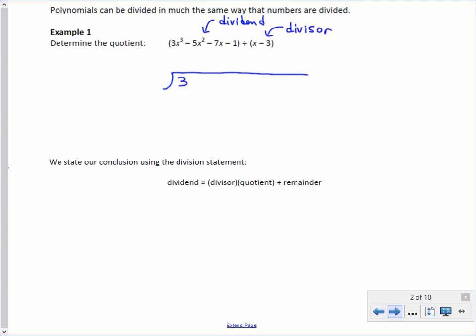So 3x cubed minus 5x squared minus 7x minus 1. That's what I'm dividing into. I want to divide by x minus 3. That goes out there. I hope you all remembered you need to leave a space because remember your answer is going on top of this.